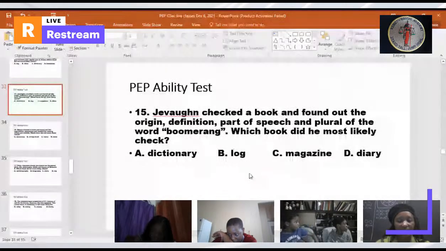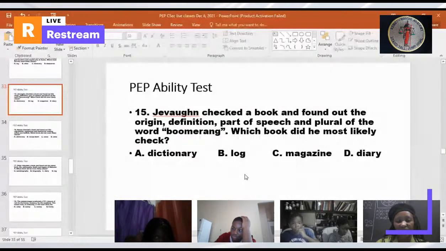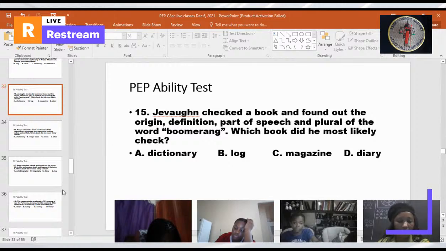At 15, I want Amari to answer this one for me. Javon checked a book and found out the origin, definition, part of speech, and plural of the word boomerang. Which book did he most likely check, Amari? Was it A, dictionary, B, log, C, magazine, D, diary? Miss, A, dictionary. Correct.